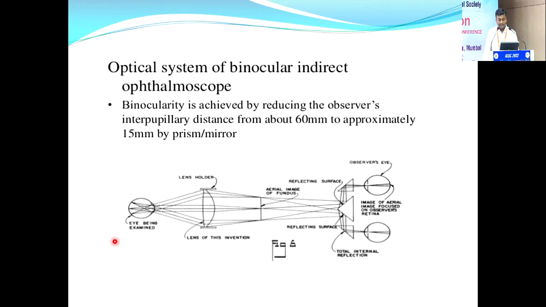Binocularity is achieved with the help of prisms and mirrors. The observer's interpupillary distance, which is approximately 60 millimeters, is reduced to 15 millimeters by the prisms and mirrors.